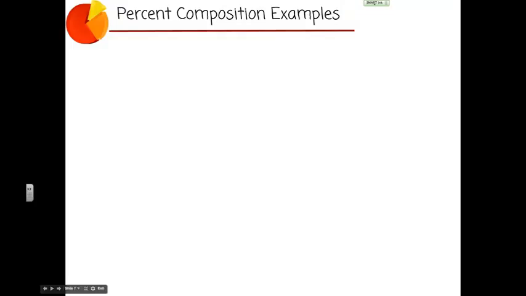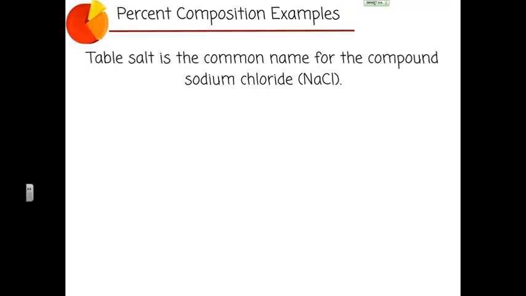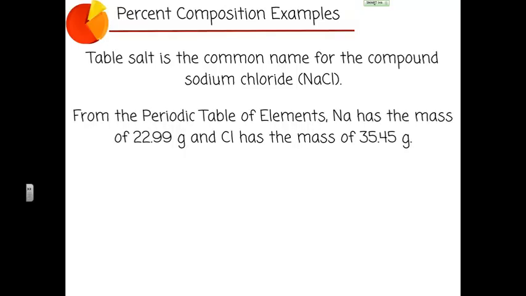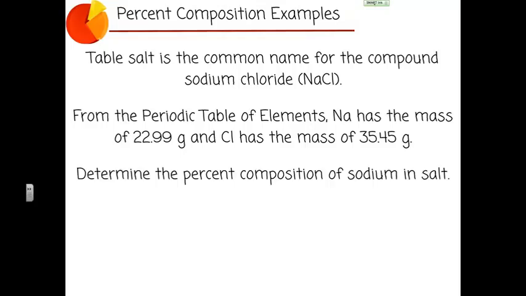Let's try a relevant example. Table salt is a common name for the compound sodium chloride, or NaCl as its formula. From the periodic table of elements, sodium has the mass of 22.99 grams and chlorine has the mass of 35.45 grams. My question for you is to determine the percent composition of sodium in salt. Remember, percent composition is the individual part divided by the total times 100%.